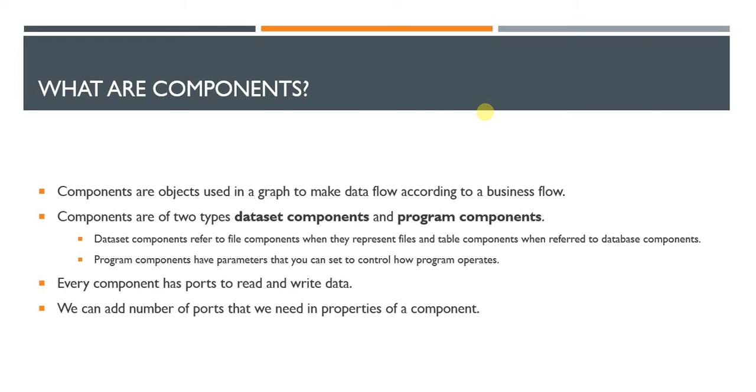And program components are the components which have parameters that can control how the program operates. For example, I'll be setting a few parameters where, if those parameters are satisfied, I'll be asking another graph to be executed. In that way, we can use these program components, and every component has ports to read and write data. And we can also change the number of ports of a component in the properties tab.